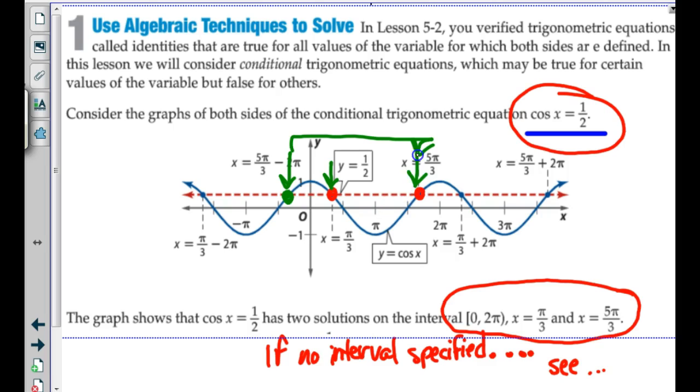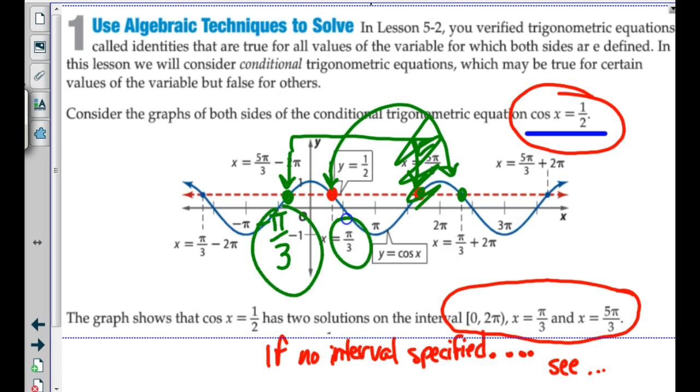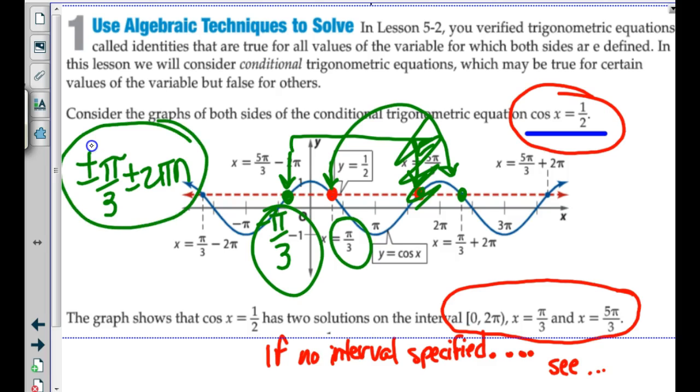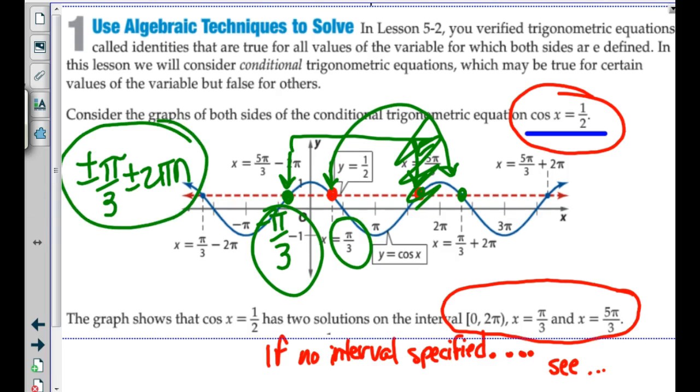Now, what that means is I could not use this one, and instead I could use both of these and say they repeat every 2 pi. This would repeat here, this one would repeat here, and so on. The reason that that's kind of nice is because this is negative pi over 3, and this is positive pi over 3. So with cosine, you could write plus or minus pi over 3 plus or minus 2 pi n as a single solution. Hang on.